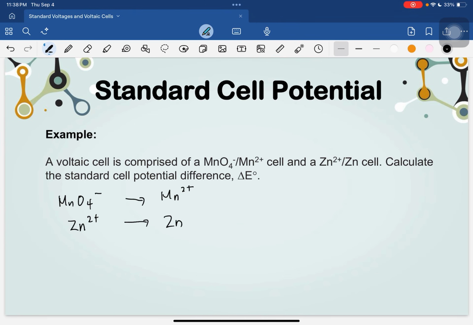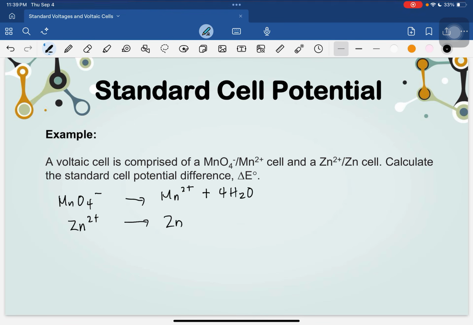This is still part of redox. So first, we have to balance non-oxygen and non-hydrogen. So manganese, one of each, that's good. The second one, zinc, that's good, one of each. Next, balance oxygen. Since we're missing oxygen on the manganese side, we have to add water. And since that's 4, we add 4 molecules of water. On the zinc side, we don't do anything.